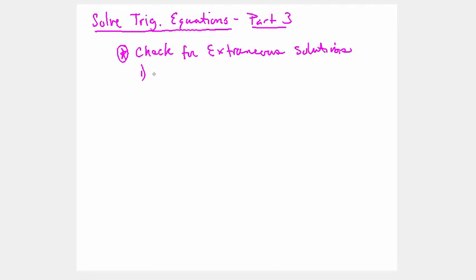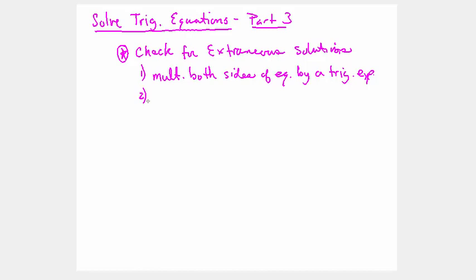If we end up multiplying both sides of an equation by a trig expression, and we'll see examples of when this happens, by a trig expression. If we do that in the process of solving, we're going to have to check our solutions.